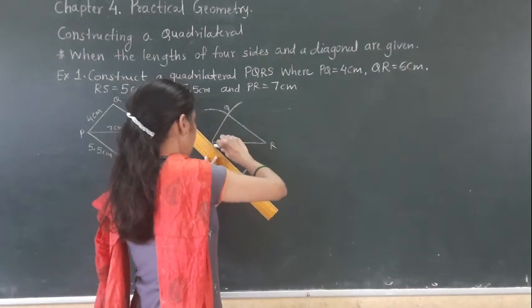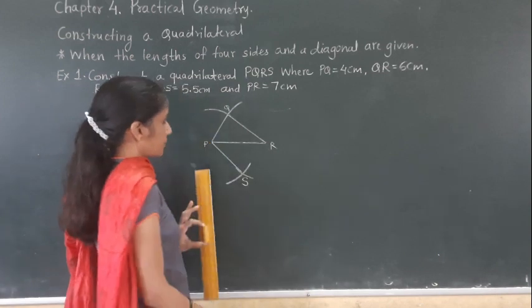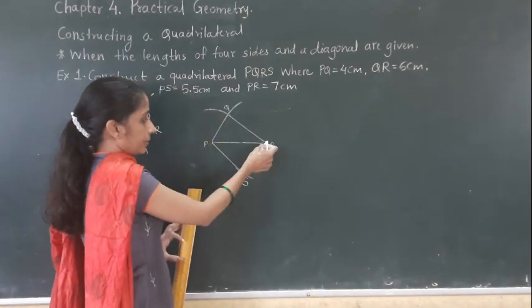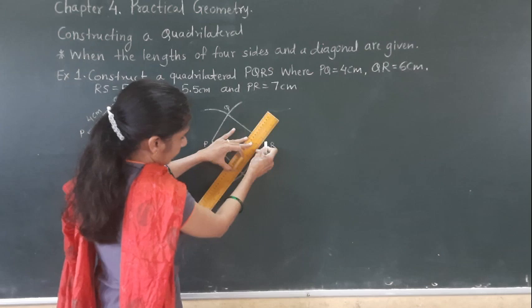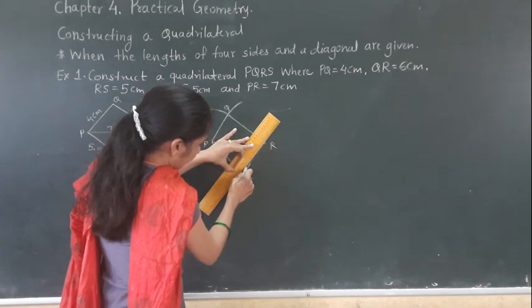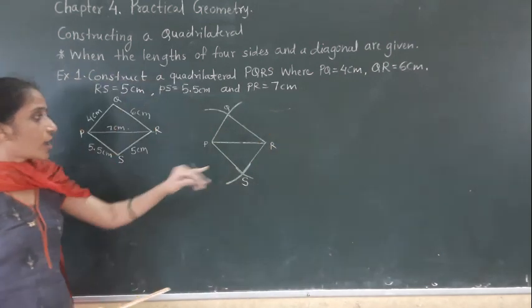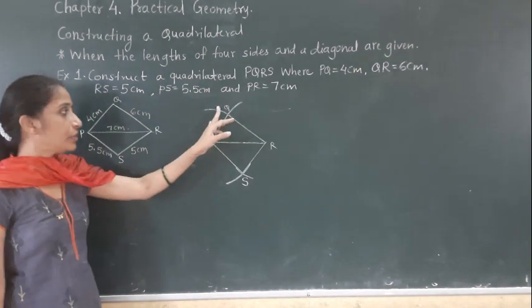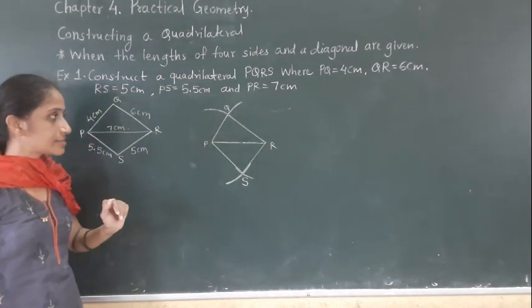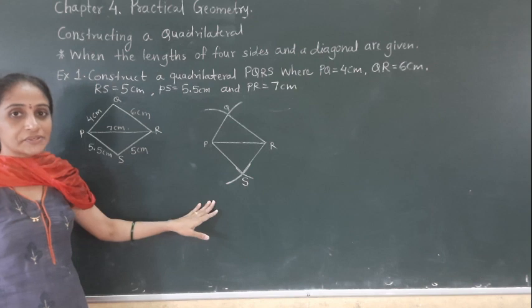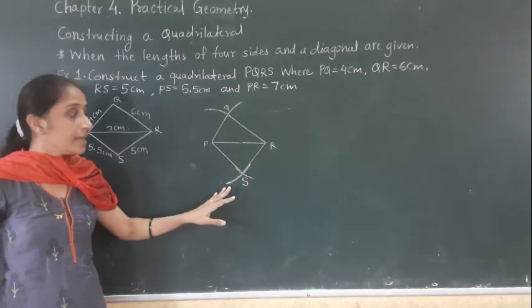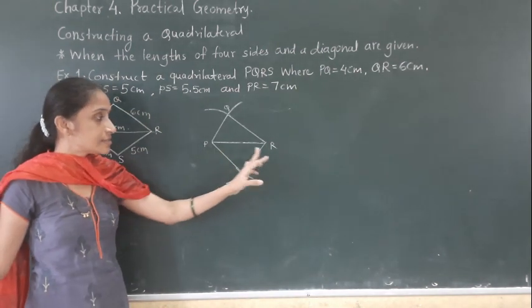We can join this PS. Yes. And then RS. Okay. So now we got this quadrilateral PQRS. I think this PR is the diagonal.